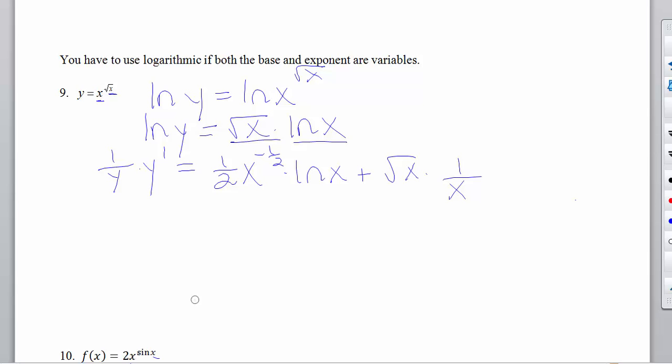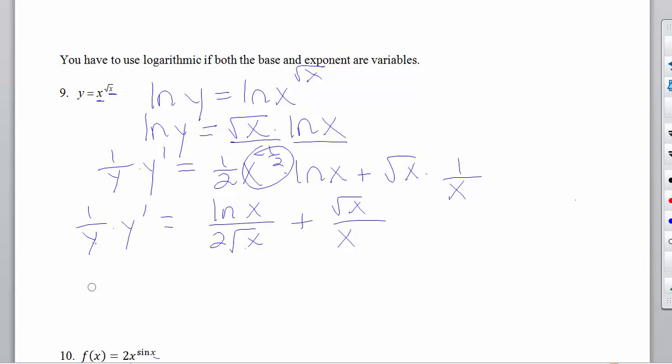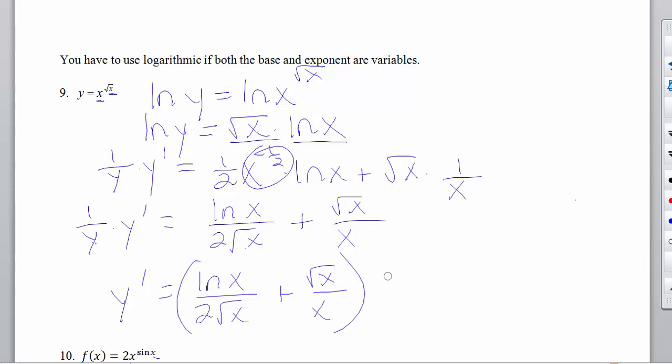Okay, let me make this look a little neater. I have 1 over y times y prime equals, if I change this, what would I have? Natural log of x over 2 root x plus root x over x. That's just simplifying each term, guys. X to the negative 1 half is 1 over root x. And then again, I'd have to multiply both sides by y. So y prime would be my answer plus root x over x times the original problem, which was x to the root x, in order to get the y prime by itself. Okay?